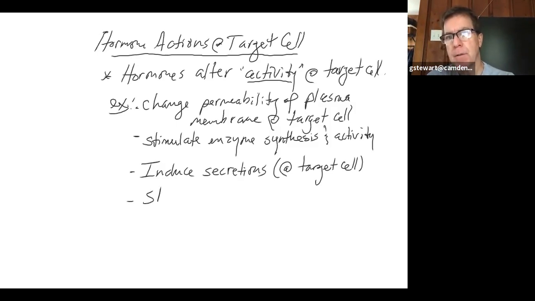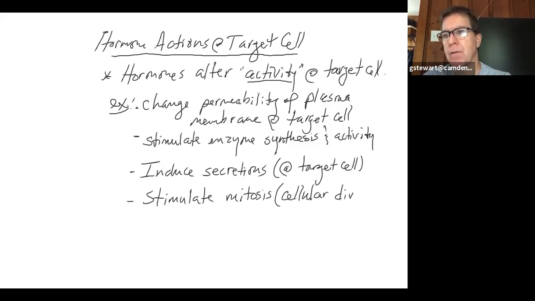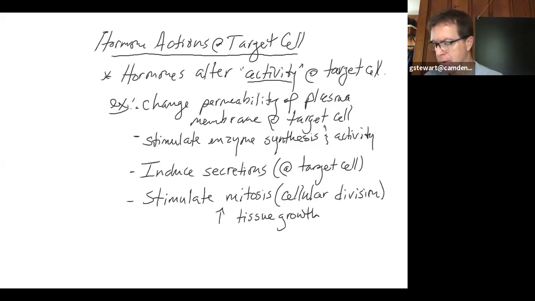And sometimes hormones, when they reach their target cell, can stimulate mitosis, which is just cellular division. So I'm just going to remind you, I know that most of you have not had a full Bio 1 class, if ever, then for a very long time. And cellular division means typically increase in tissue growth. So those are just some examples of hormones, how they might alter that activity at the target cell.